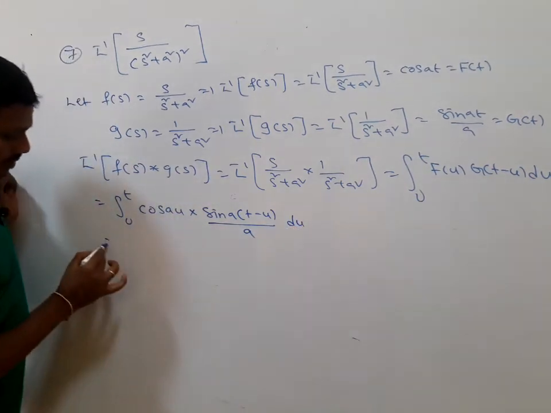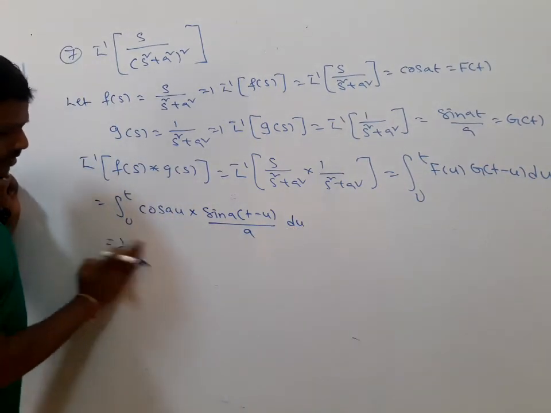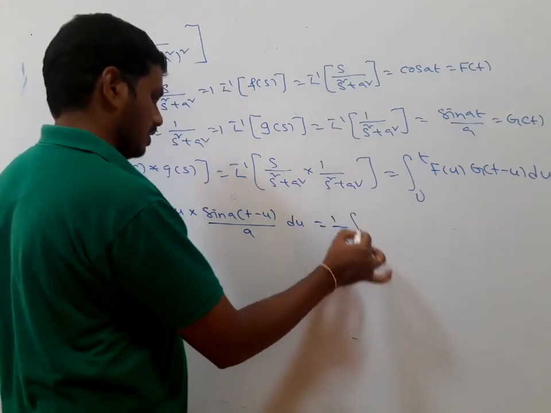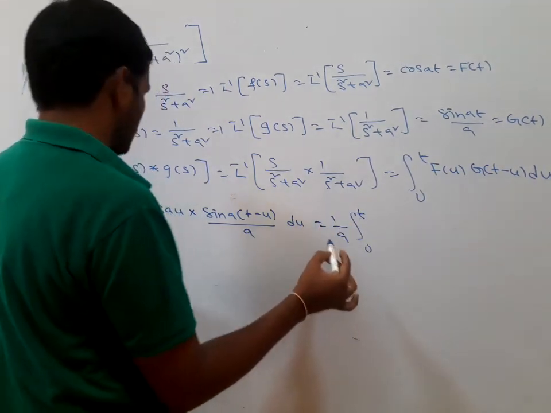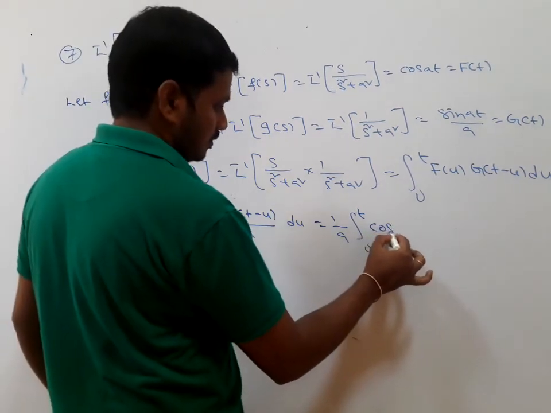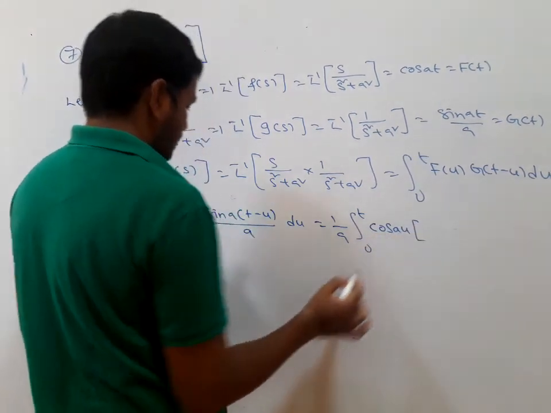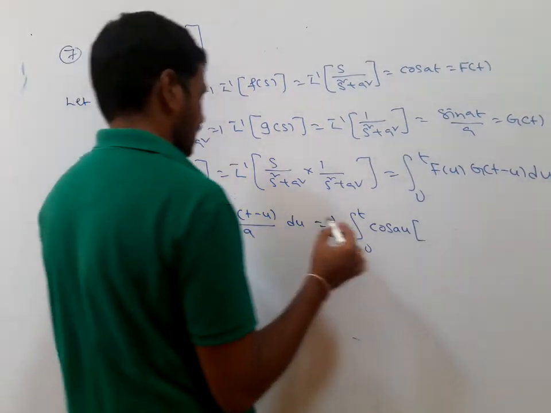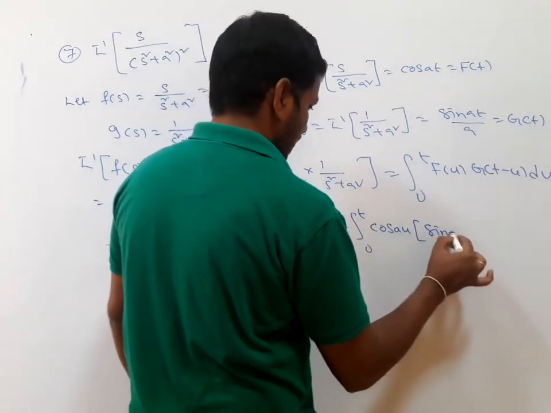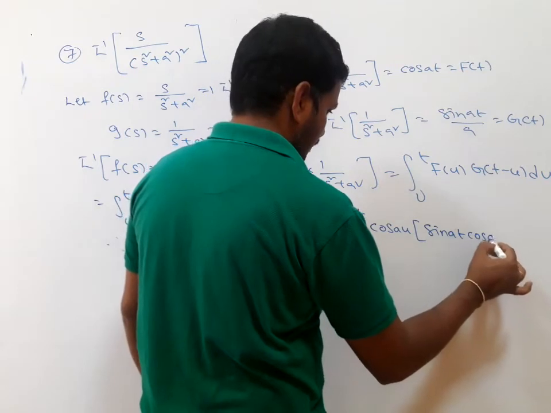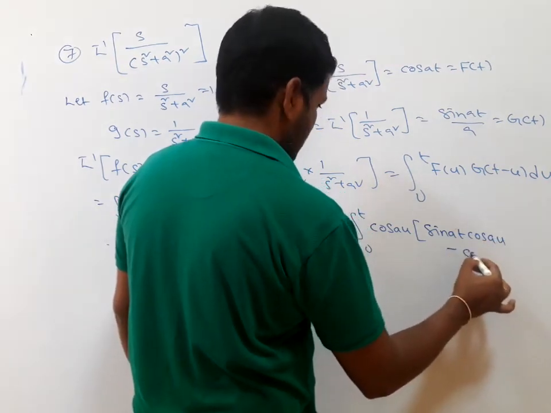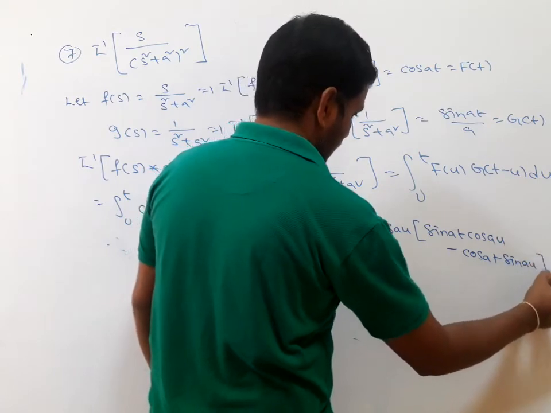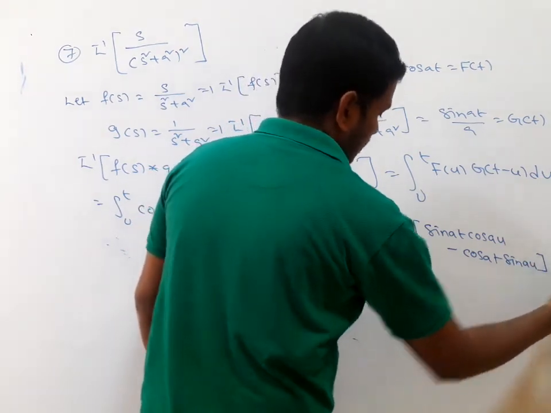So this is 1 by a of integral 0 to t, here it is cos au, yes, here it is sin of at minus au, right. Sin a minus b is sin a cos b, sin at cos au minus cos at sin au, here it is du, right.